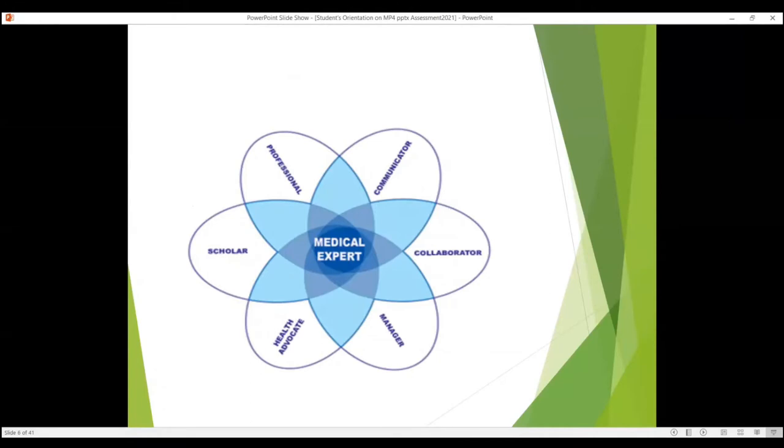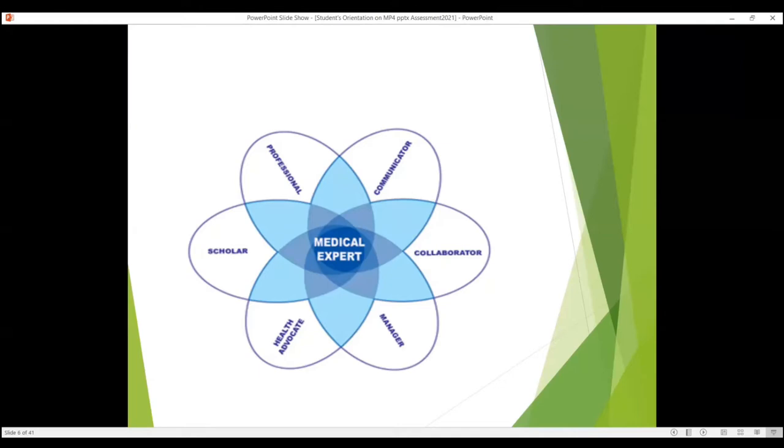Now, when I say this, you see why I was talking about all those things, because as a medical professional or a healthcare professional, you have to be professional. You should be a good communicator. You should be a good collaborator. You should be a good manager, a health advocate, and a scholar. It is not about only academic knowledge. It is more than that. So you can see communication, collaboration, management, professionalism, all these things are trained while we do the problem-based learning.